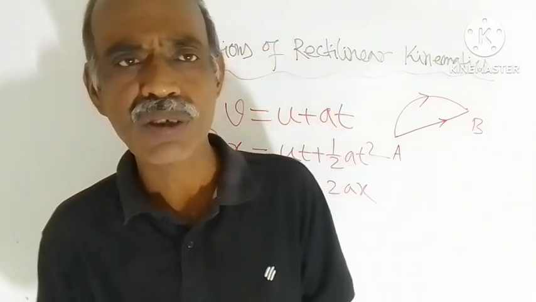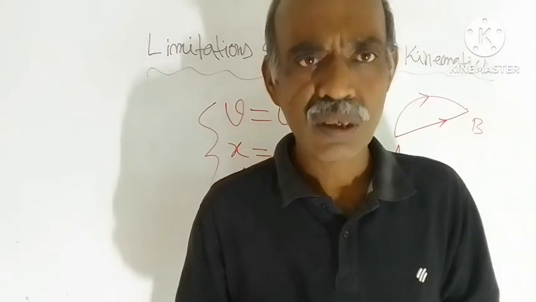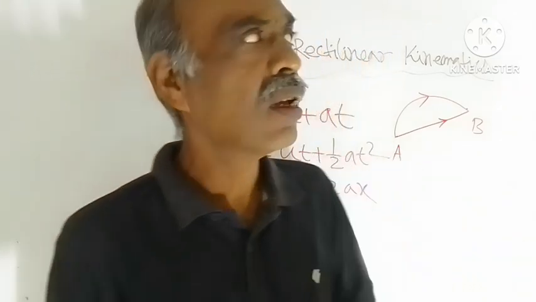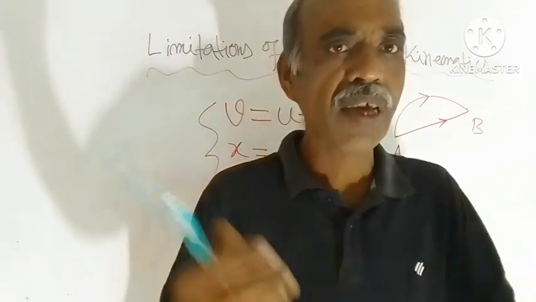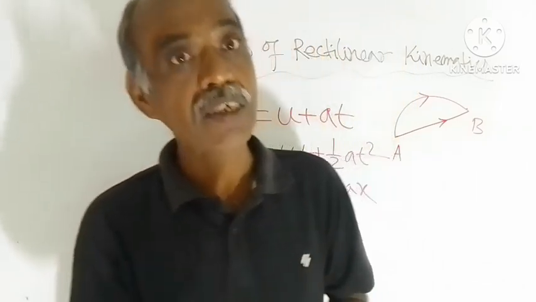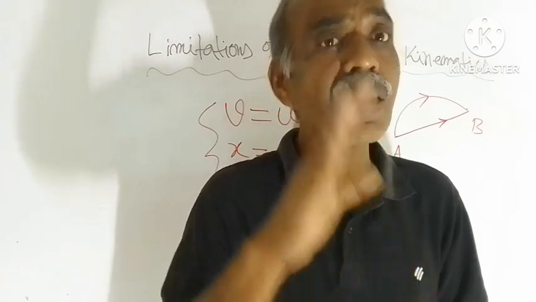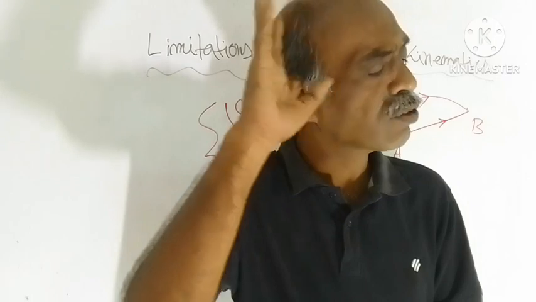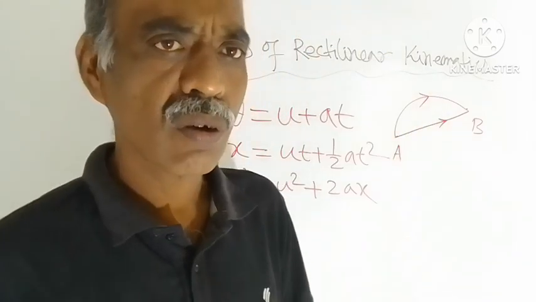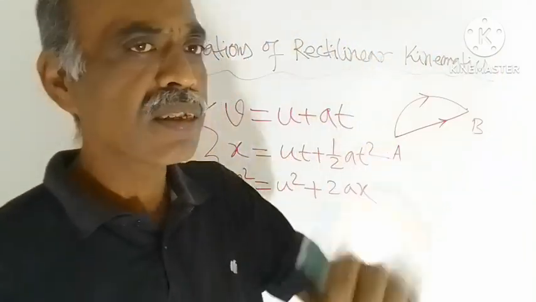Whenever you are going to use any equations, you must know the limitations of those equations. Without knowing the limitations, if you use the equations, there is a chance that you are committing some mistake, and then the result of calculation and the experimental result won't match. So these are the three limitations of the equations of rectilinear kinematics. The last one was: only if the velocities are not comparable to the velocity of light can you use these equations. So this lecture was about the limitations of the equations of rectilinear kinematics.